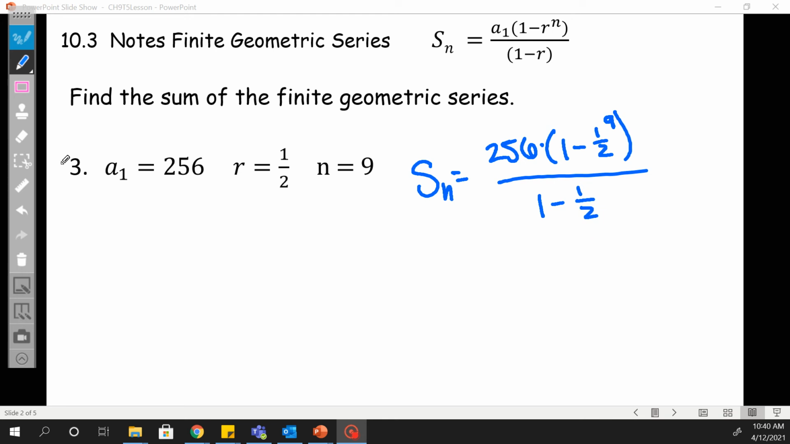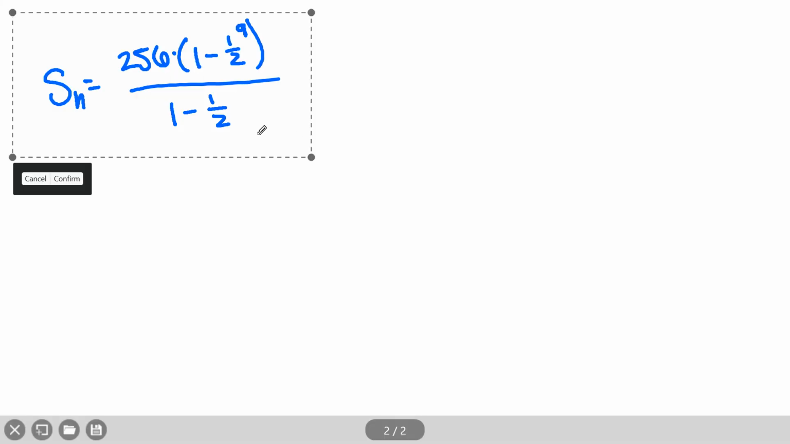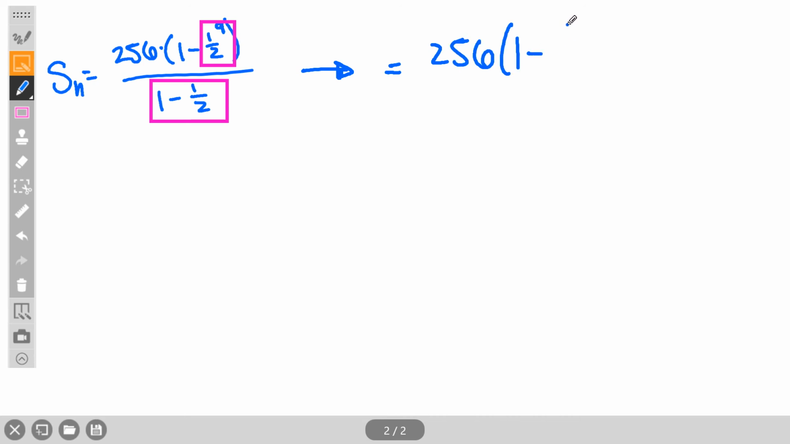Okay, so the challenging part of this is simplifying this, all right, because this is a complicated fraction here. We need to simplify it. So we'll start by simplifying this and this. Okay, these two can be done essentially at the same time. So what we get is 256, 1 minus, so 1 to the 9th is 1, 2 to the 9th is 512. So this is 512. And this is over 1 minus 1/2, which is 1/2.